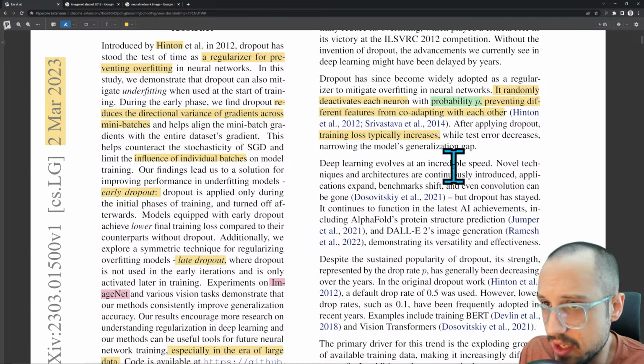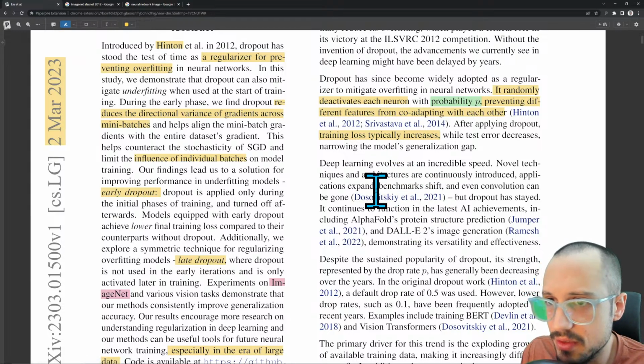Deep learning evolves at an incredible speed. Novel techniques and architectures are continuously introduced. Applications expand, benchmarks shift, and even convolutions can be gone.